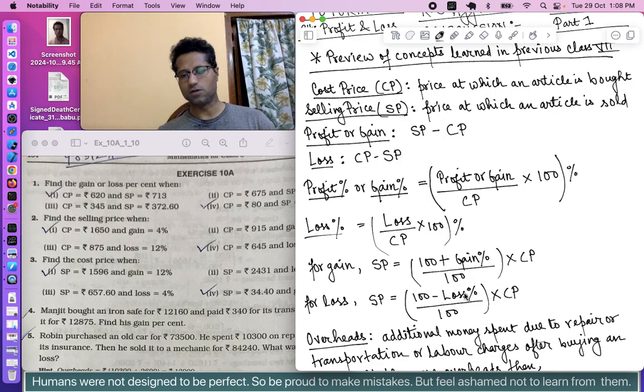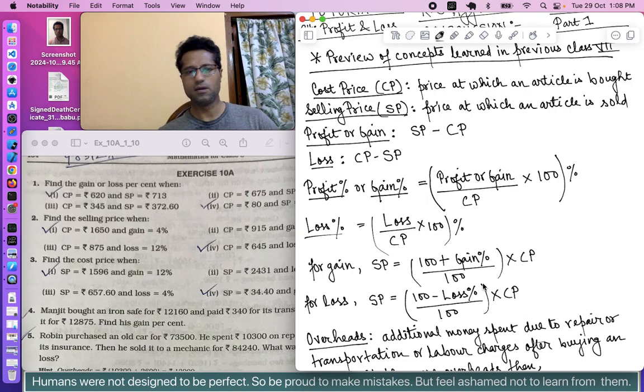Similarly, if there is a loss and you have the cost price and the loss percent, how will you compute the selling price? The selling price will be loss percent less than CP, which is equal to (100 minus loss percent) divided by 100 multiplied by CP.